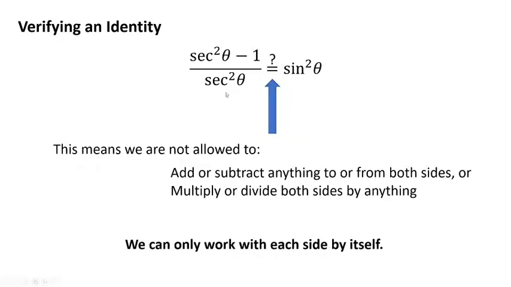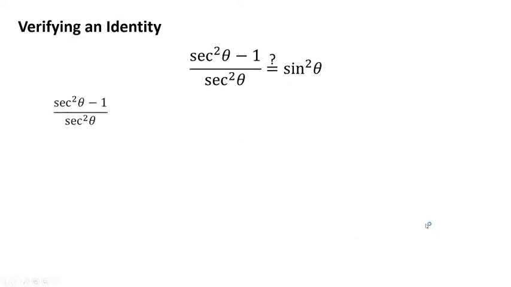We can simplify what's going on over here and hope that we can get to something that looks exactly like the other side, or vice versa. We could start here and try to get something that looks exactly like this, but we can't work both sides of the equation at the same time. Okay, so let's do that.